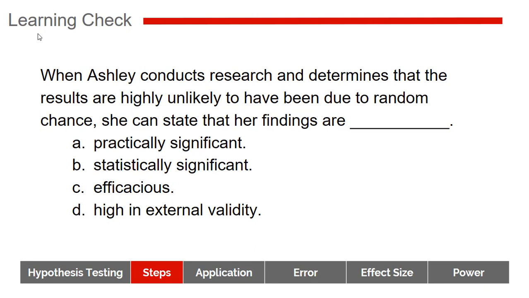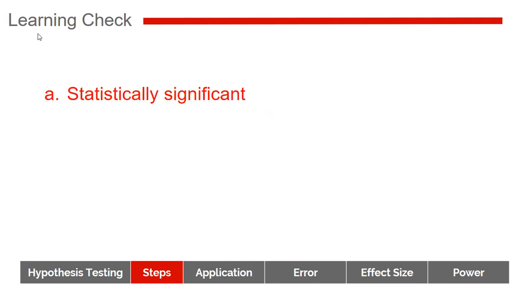So we're going to end this section with just a quick learning check. When Ashley conducts research and determines that the results are highly unlikely to have been due to random chance, she can state that her findings are what? Well, statistically significant. So we've done the first two steps. In the next video, we're going to go through the last two steps of hypothesis testing.